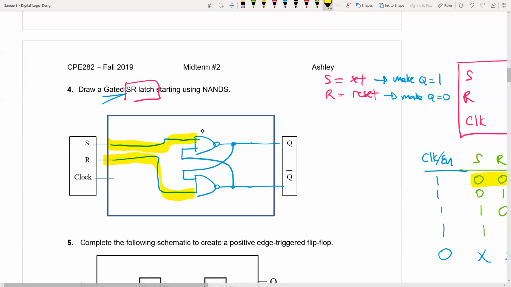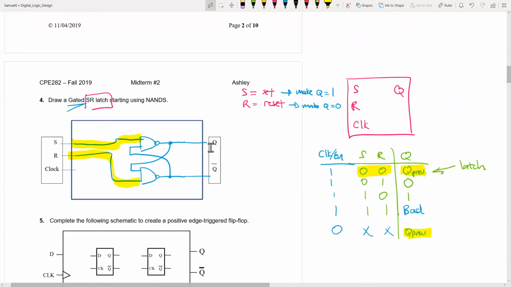We want to hijack those paths now. And when I say hijack them, I literally mean that, based on the value of the clock, if it's 1, then we'll allow whatever these inputs are to go to these AND gates. But if clock is equal to 0, we want to hijack those paths and force them to be zeros, so that we kind of force our way into this first row up here.